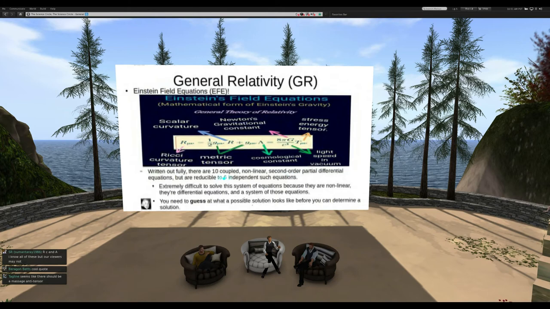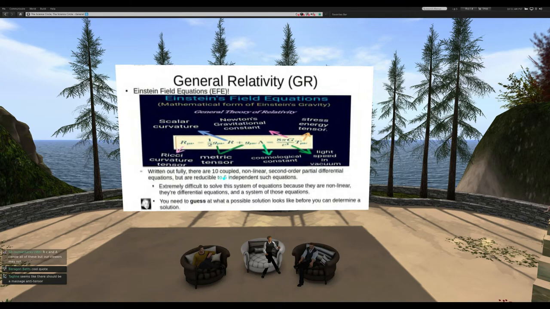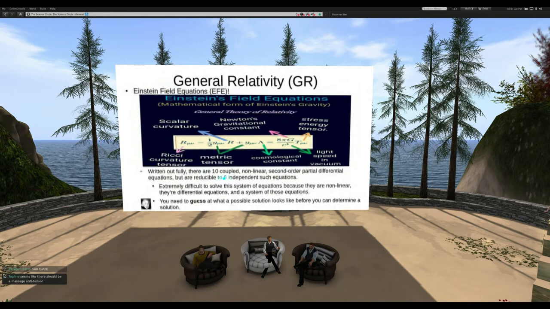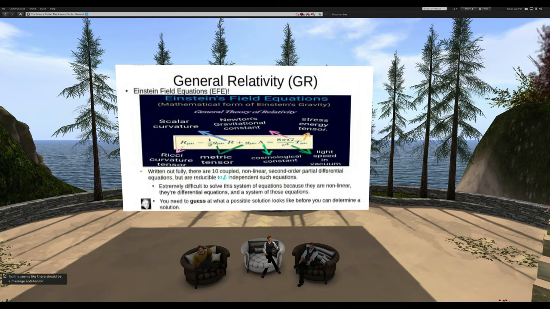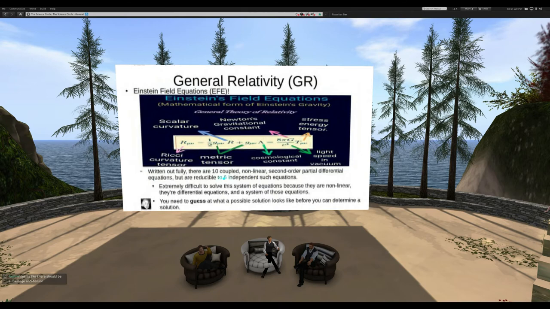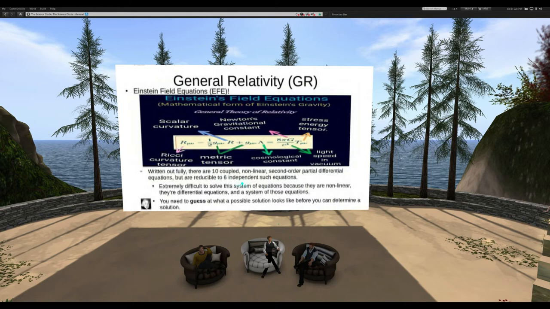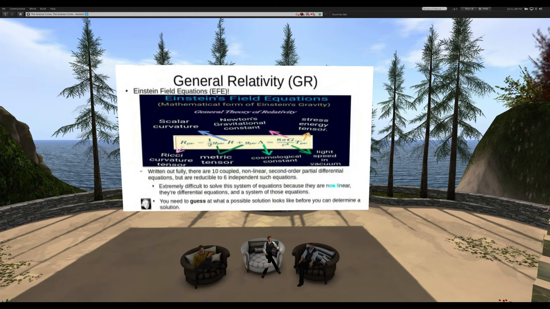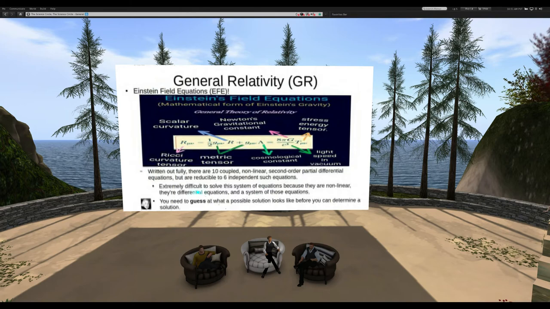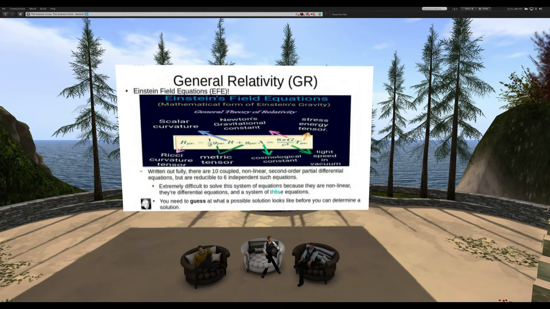Okay, so when you write these out completely, as I said before, these are 10 coupled nonlinear second order partial differential equations. You can reduce them to 6 independent equations. What are differential equations? Now remember, I told you about first and second derivatives. Differential equations have on one side the derivatives, first and second derivatives, or sometimes higher order derivatives, and the function itself, equaling something else. And you have to try to solve that for the function that you're looking for, which is not straightforward. If it's linear, then it's easier, but if it's nonlinear, there is usually no simple way to solve the differential equations.